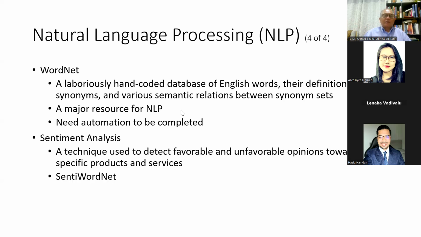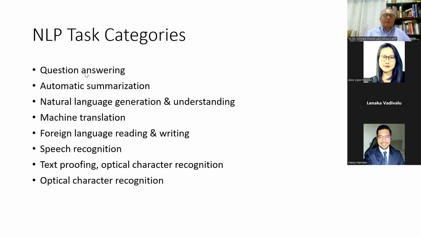Besides this, NLP task categories involve question answering, automatic summarization, natural language generation and understanding. This is what we do when we do large language models like ChatGPT. And then we have machine translation. When we converse in a different language, it will be translated into another language. And then foreign language reading and writing, speech recognition, text proofing, optical character recognition when you write letters.